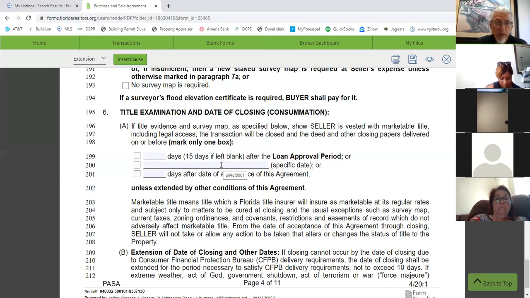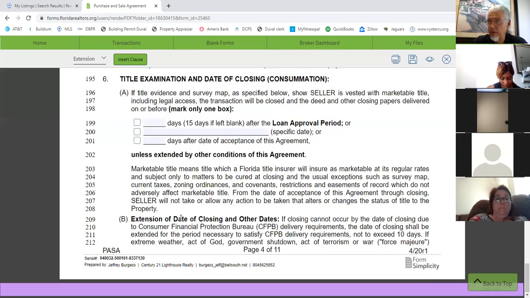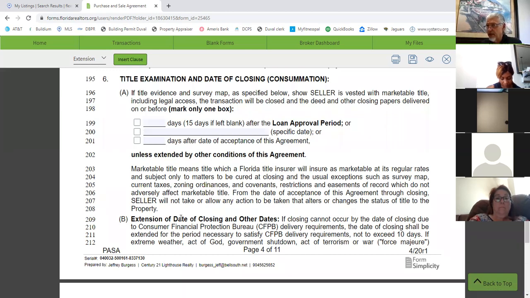We'll get there. But you can use a specific date, or you can do 45 days after the acceptance of the agreement, which is going to be a specific date as well, because the acceptance of the agreement is specific. So either one of those is okay. I use the 15 days after loan approval period sometimes, but I like to use a specific date. It just takes all the guesswork out of it. And a lot of times people aren't counting on their hands and feet, and you end up getting it done a little sooner than you could have because you used a specific date and they're not saying it's maybe only 12 days, not 15.